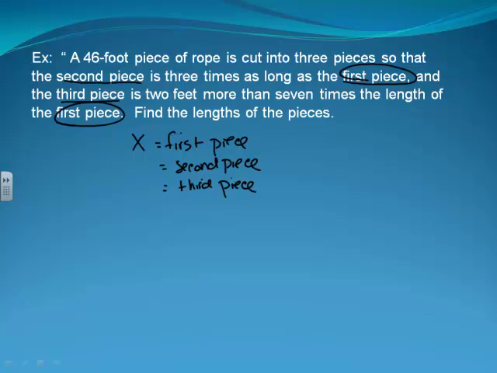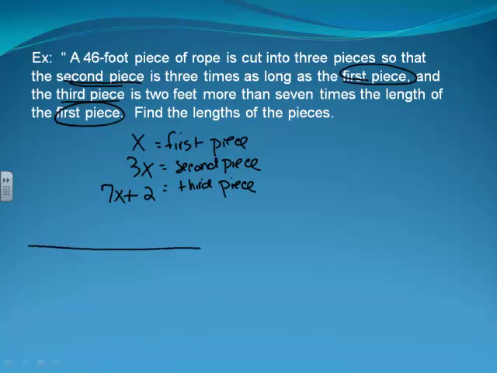So if x is the first piece, let's look at the second piece. They tell you that the second piece is 3 times as long as the first piece. Okay? 3 times obviously is multiplication by 3. So 3 times the first piece would be 3x. The third piece is 2 feet more than, that means plus 2. Okay? 2 feet more than what? 2 feet more than 7 times the first piece. So that would be 7 times x. 2 feet more than 7 times the first.